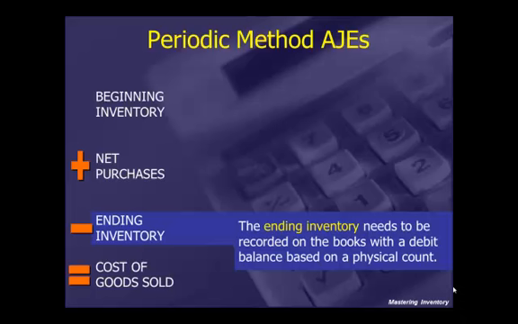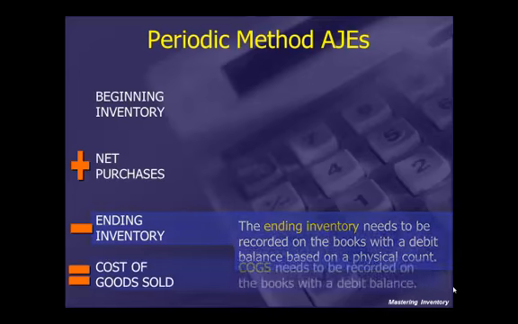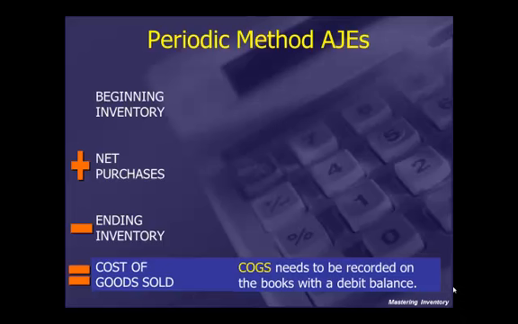The ending inventory then needs to be recorded on the books with a debit balance, and that's done based on a physical count that is taken, so that we come up with a count of the inventory and a dollar valuation of the inventory. Then cost of goods sold needs to be recorded on the books with a debit balance.